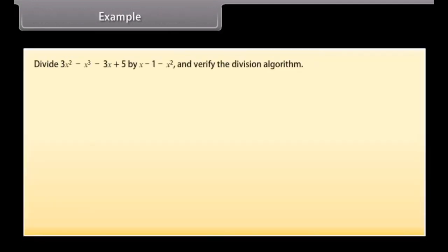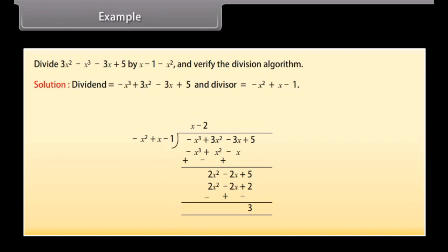Example. Divide 3x square minus x cube minus 3x plus 5 by x minus 1 minus x square, and verify the division algorithm. Solution. Firstly, we will write both the dividend and divisor in decreasing order of their degrees. Dividend is minus x cube plus 3x square minus 3x plus 5, and divisor is equal to minus x square plus x minus 1. By dividing, we get quotient is equal to x minus 2 and remainder is equal to 3.